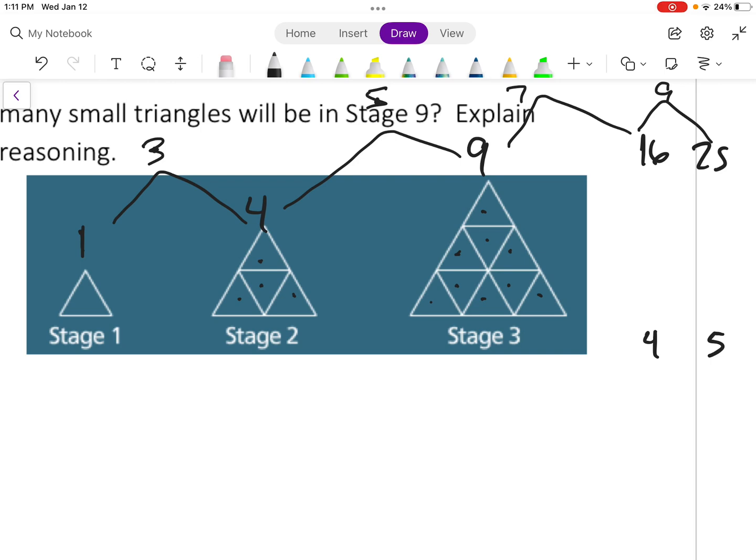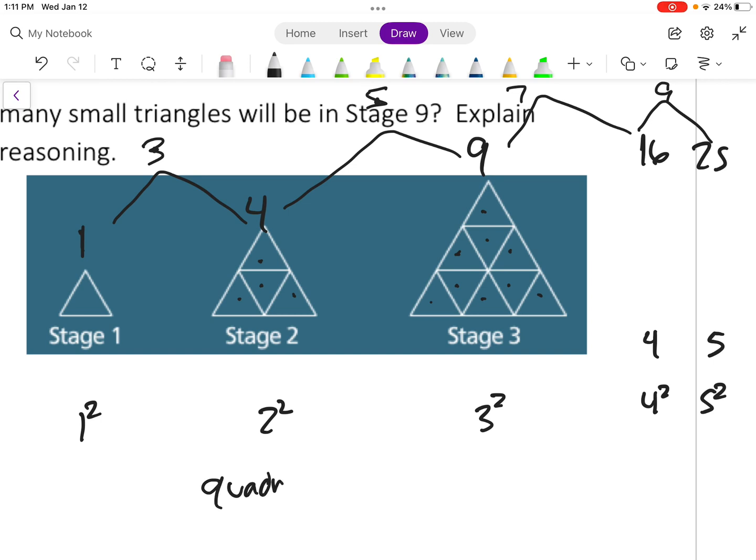The other thing you may have noticed is that if I take a stage number, 1 squared is 1, 2 squared is 4, 3 squared is 9, 4 squared is 16, 5 squared is 25. This is what we call a quadratic pattern.